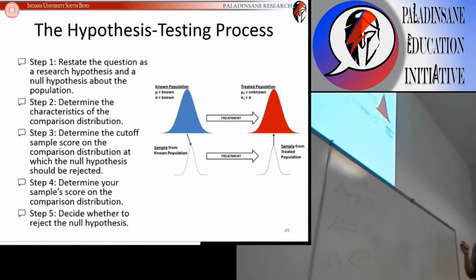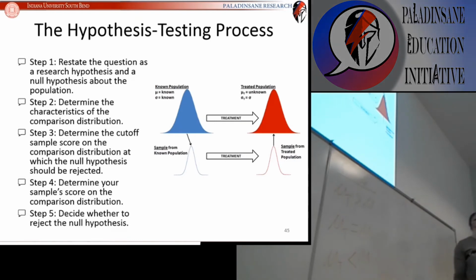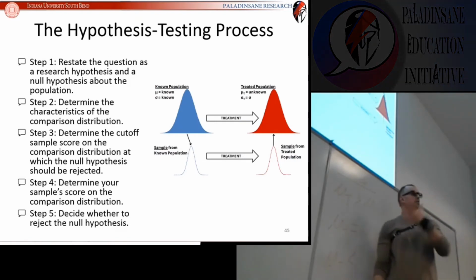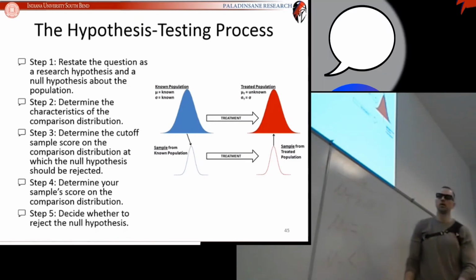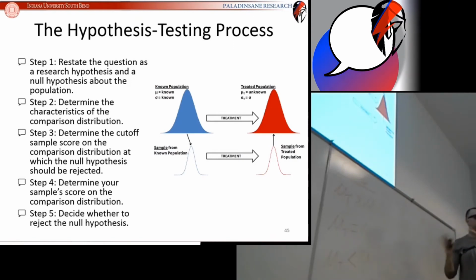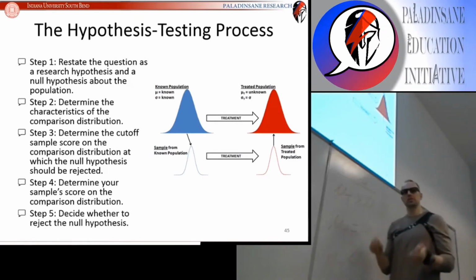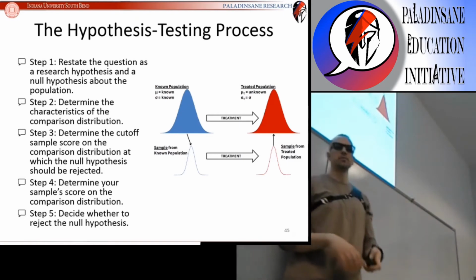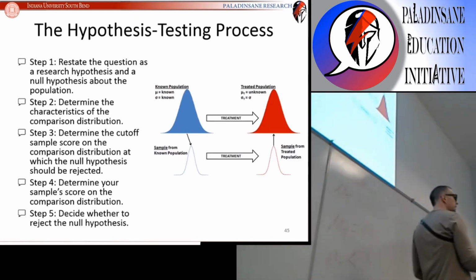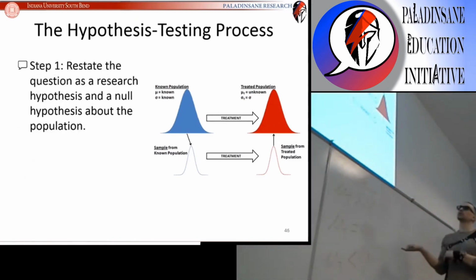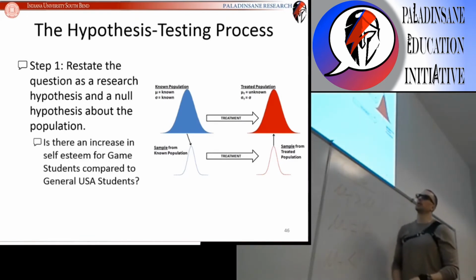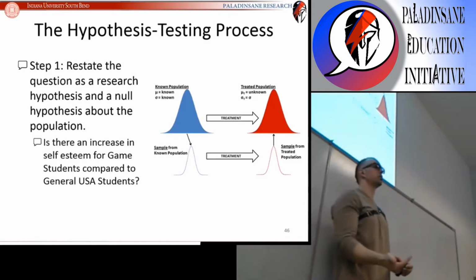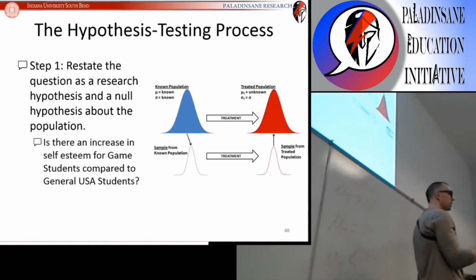Regardless of one-tailed or two-tailed, it's the same 5 steps over and over again. Once you've got those 5 steps down, everything else is just little tweaks and adjustments. All right, so we want to restate the question as a research hypothesis and a null hypothesis about the population. Is there an increase in self-esteem for the game students compared to the general USA student? Not a change, an increase.